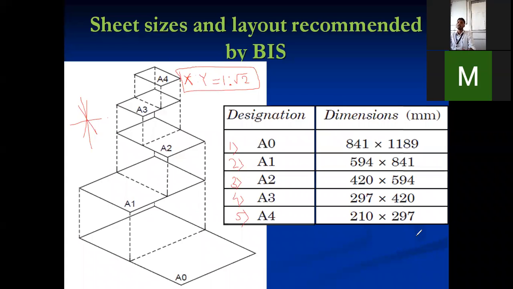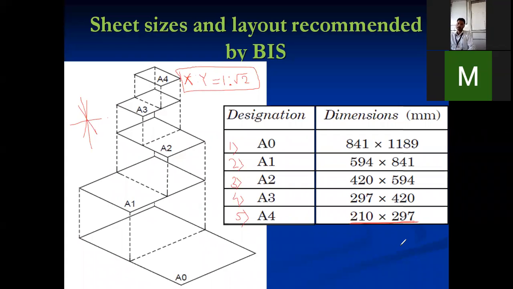This size is 210 into 297. There is no shortcut to remember this, so anyhow you have to remember 210 into 297. After this, the further sizes are not necessary to remember. The A4 sheet size is the size of the printer pages. 210 into 297, you have to remember this 297.